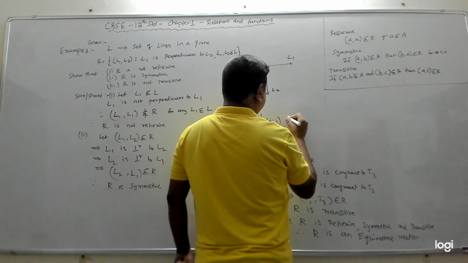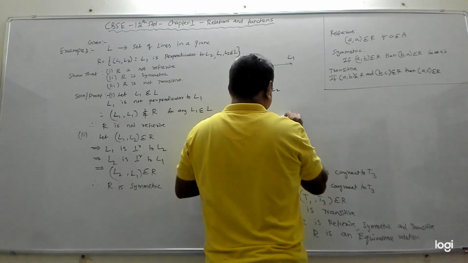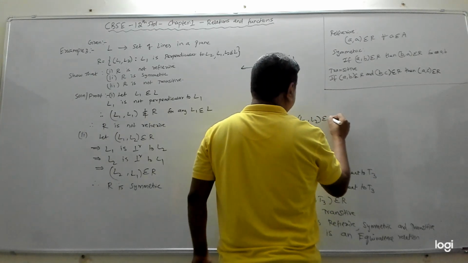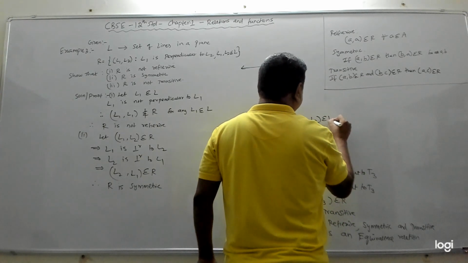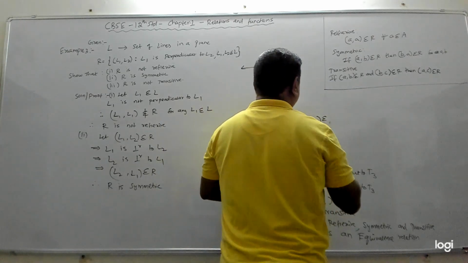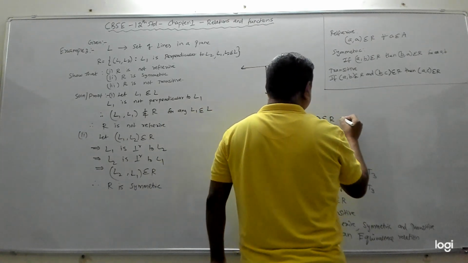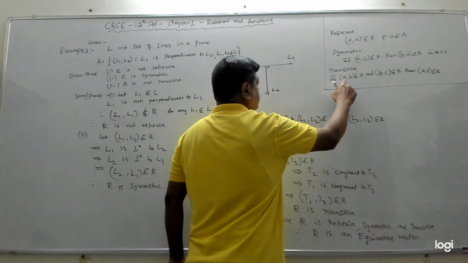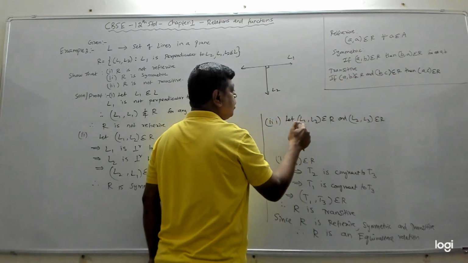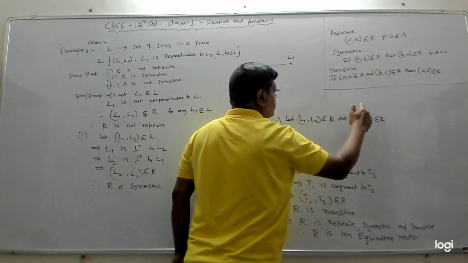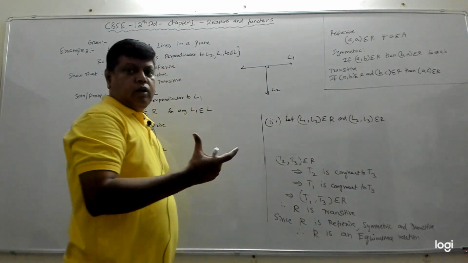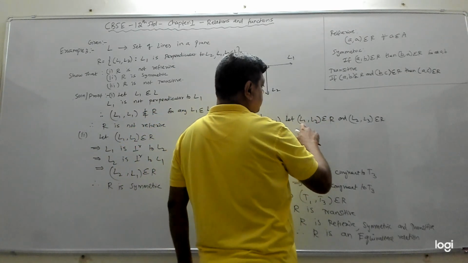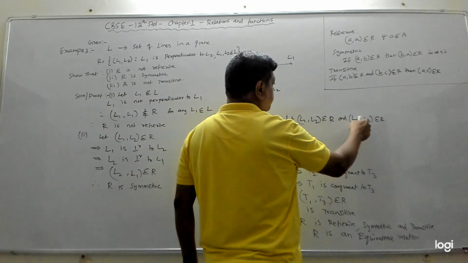Let L1 comma L2 belong to R. R is a relation, and we are taking from the relation. And L2 comma L3 belongs to R. So we are taking two elements like this: A comma B, B comma C. Here A is L1, B is L2, again B is L2, C is L3. So we are taking two elements from R in such a way that L1 is related to L2, which means L1 comma L2 belongs to R and L2 comma L3 belongs to R.